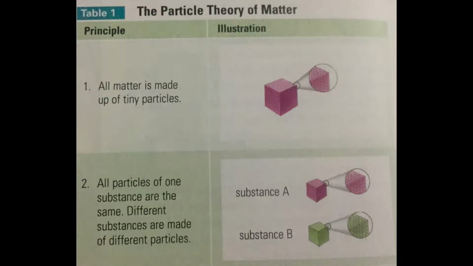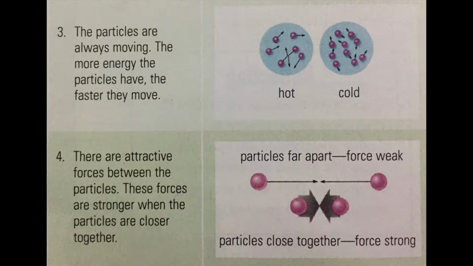And then number 3, it says, the particles are always moving. The more energy the particles have, the faster they move. They all have kinetic energy. Kinetic energy equals 1/2 the mass times the velocity squared. So, if it's hot, it's moving very fast. If it's cold, it's moving slower. There are attractive forces between the particles. These forces are stronger when the particles are closer together. Particles far apart, force is weak. Particles close together, force is strong.